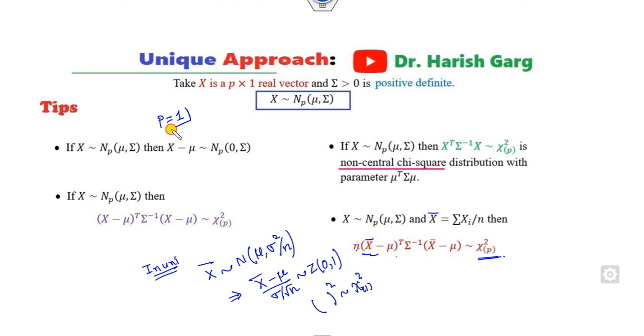If you put p equal to 1, then this multivariate normal distribution is converted into the single univariate normal distribution.